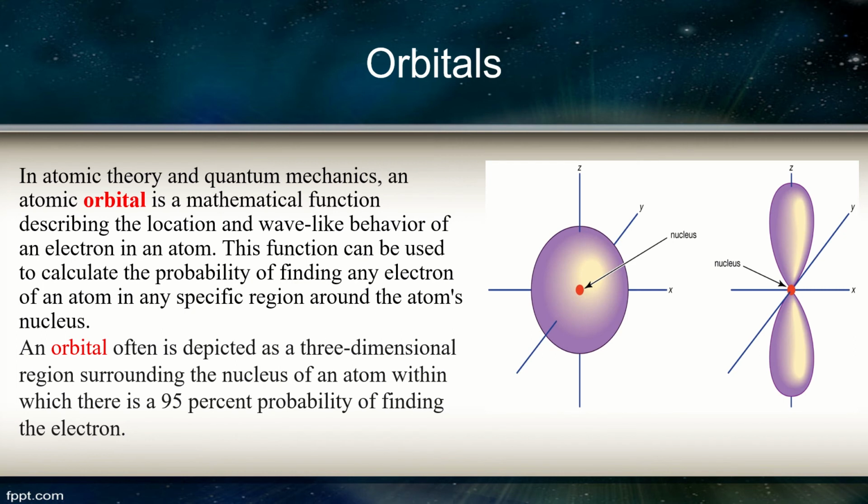Look, these are the orbitals surrounding the nucleus. This is a spherical shape where the probability of finding the electron is maximum. This is another orbital, dumbbell shape. Here also the presence of the electron is the most.